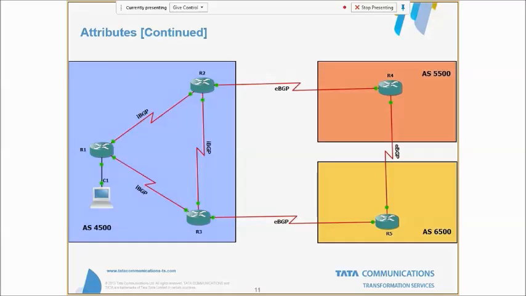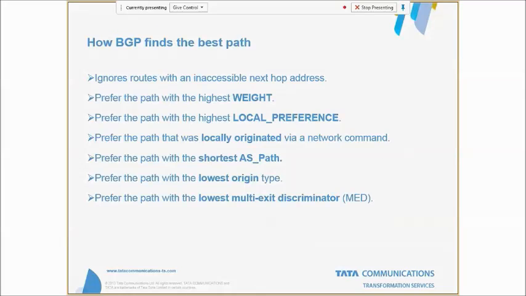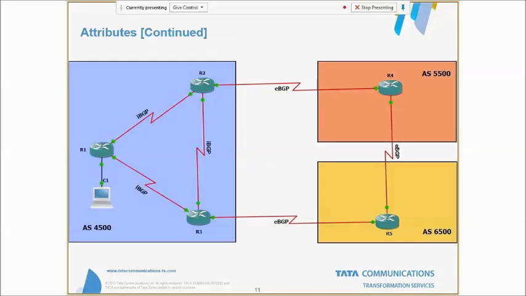The first step checks whether both the routes are accessible. The first one: ignore routes with an inaccessible next hop address. At R1, it tries to establish a connection with R4. It checks whether both the routes via R2 and R3 are accessible. If they're accessible, let's go for the next attribute, which is weight. The thing about weight is that it is Cisco proprietary.